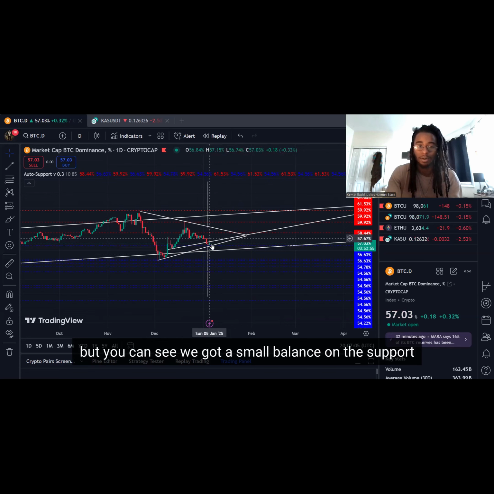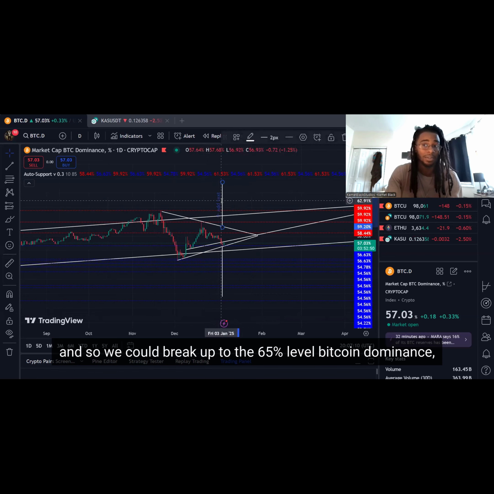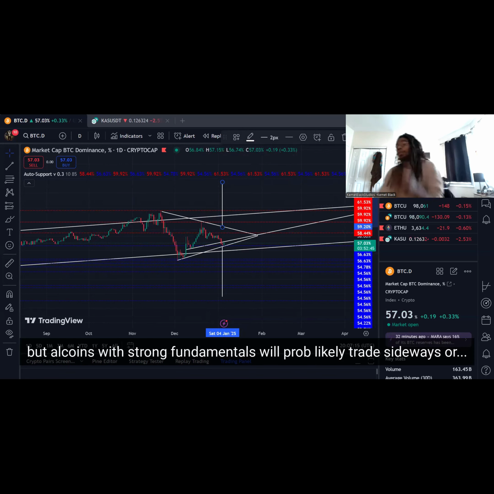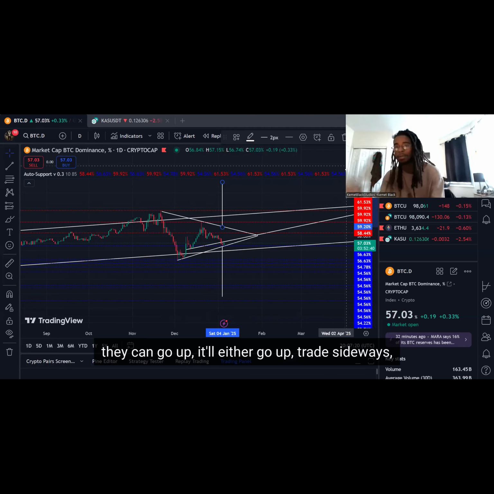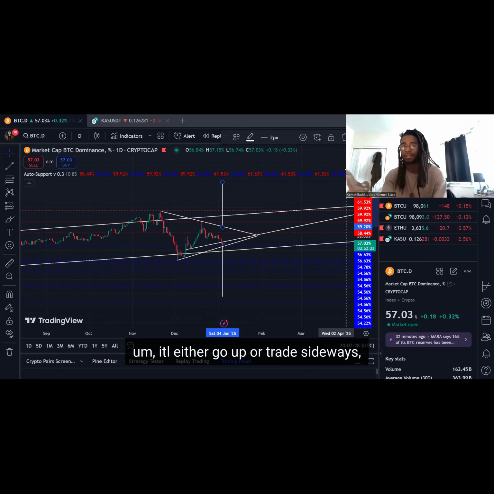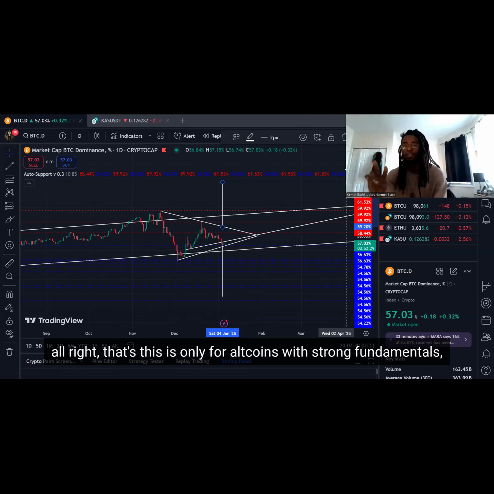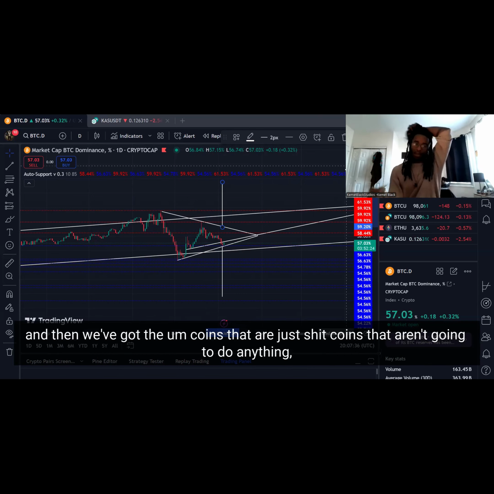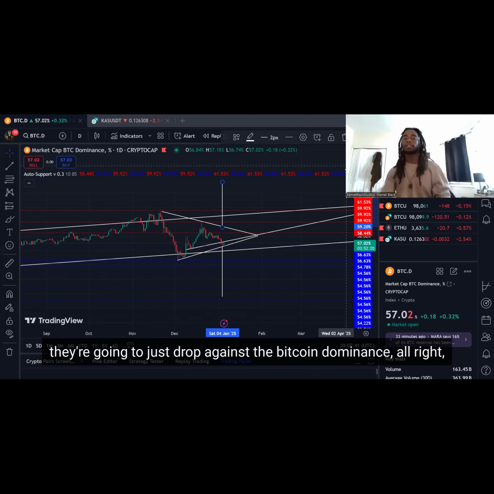But you can see we've got a small bounce on the support. And so we could break up to the 65% level of Bitcoin dominance, which means altcoins will go down, but altcoins with strong fundamentals will likely trade sideways, or they can go up. It'll either go up or trade sideways. Thus, this is only for altcoins with strong fundamentals, strong pumpamentals, right? And then we've got the coins that are just shit coins that aren't going to do anything. They're going to just drop against the Bitcoin dominance.